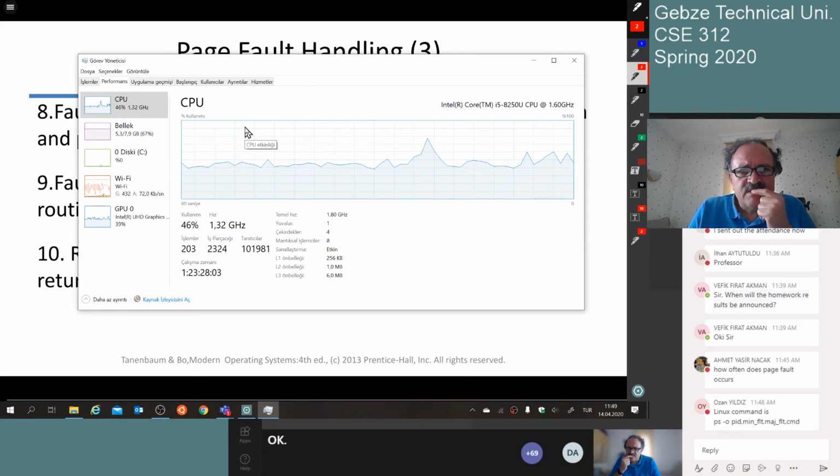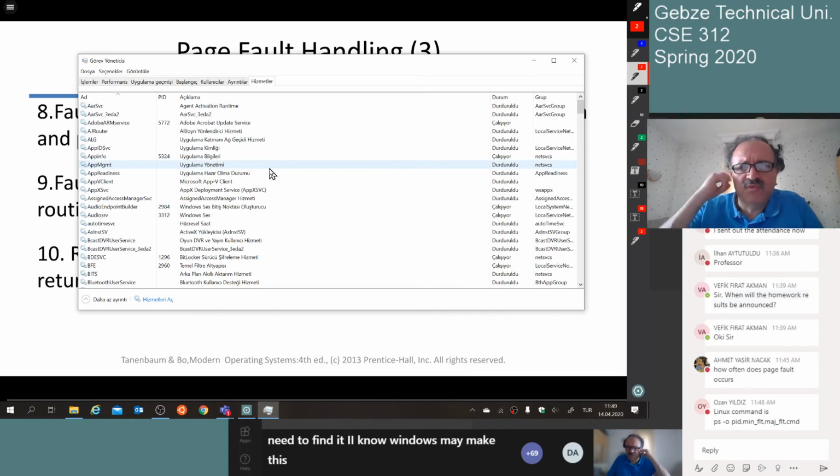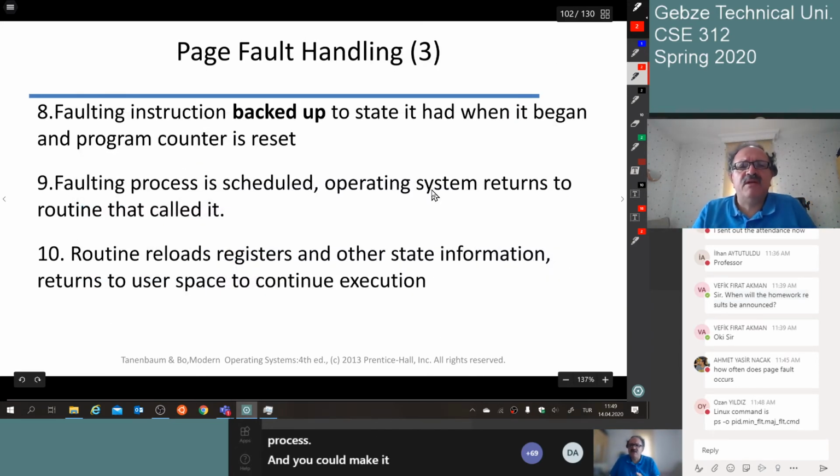This one? I don't know what it says. I don't know. I need to find it. I know Windows makes this available, the page faults for each process, and you could make a graph out of it, but I don't know how to find it.